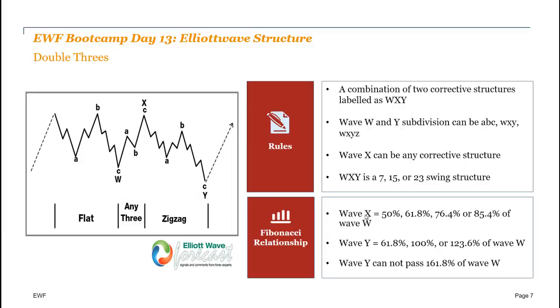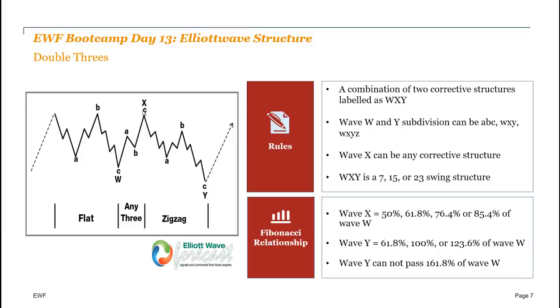Now the Fibonacci relationship with X here is a retracement of the wave W. So it's between 50%, 61.8%, 76.4%, and so on of the wave W. And this is the key here. The wave Y, as the third swing of this overall WXY, is usually between 100% and 123.6% of the wave W. So it should be similar to the ABC zigzag we saw earlier.